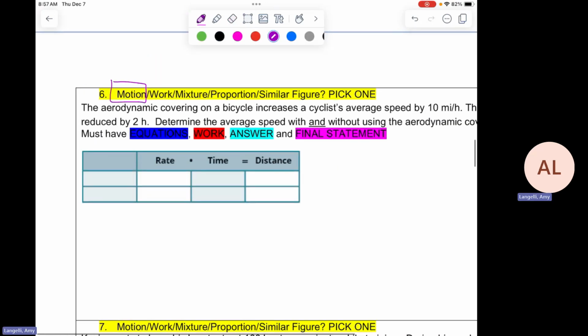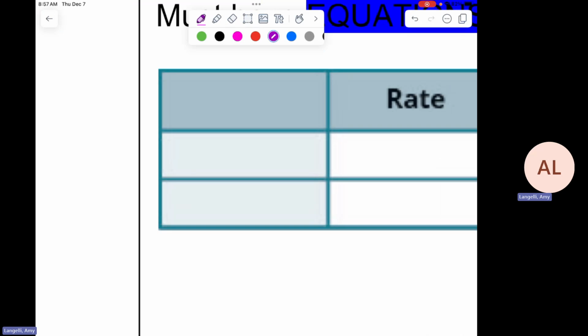It's very important to know what 2 items we're doing. What are the 2 items or 2 situations that make one trip different than another? Was one on a bike and one on a train? Yeah, one with the covering and one without the covering.